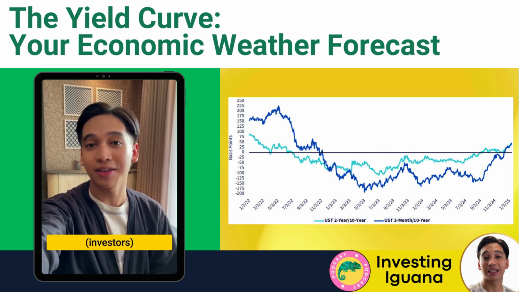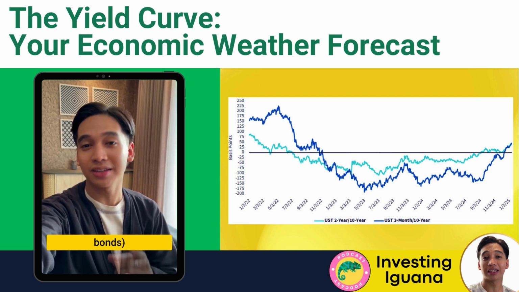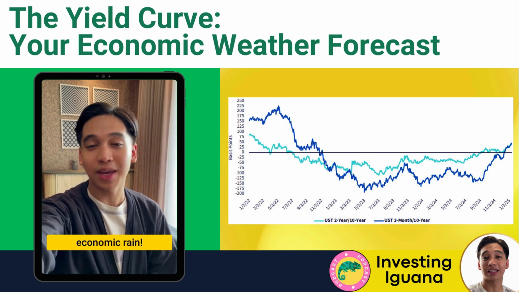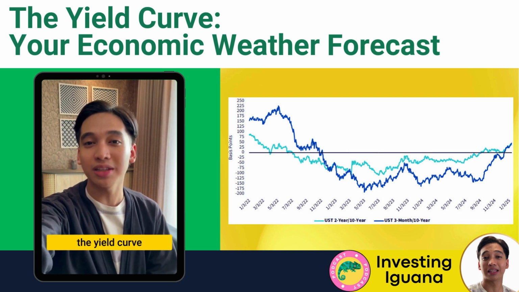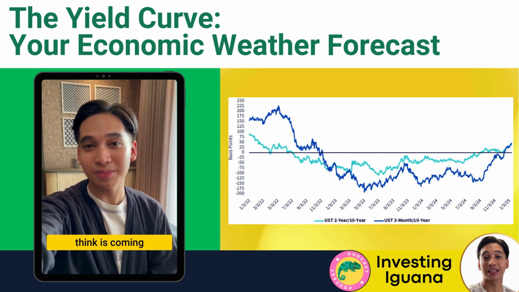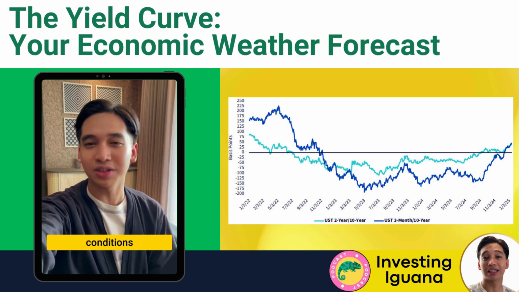The birds, investors, sense trouble coming and seek shelter, long-term bonds. If you see this happening, you might want to prepare for economic rain. But here's an important point. The yield curve doesn't cause recessions. It just reflects what investors collectively think is coming. It's like a poll of the market's expectations about future economic conditions.